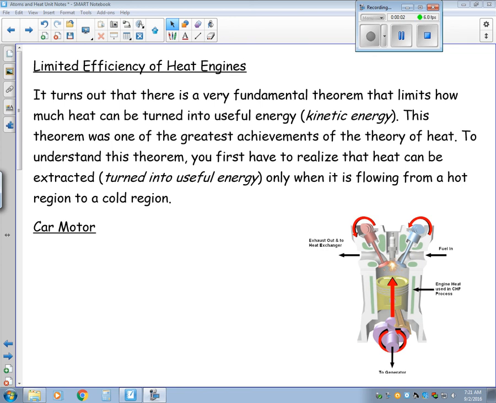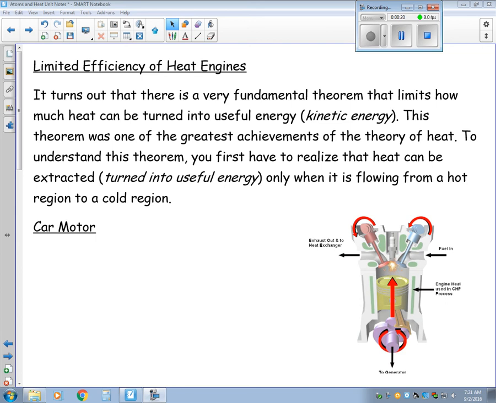This is video 5 for the atoms and heat unit. This one we're going to talk about efficiency. Now, it turns out that there's a very fundamental theorem that can limit how much heat can be turned into useful energy, which is kinetic energy.